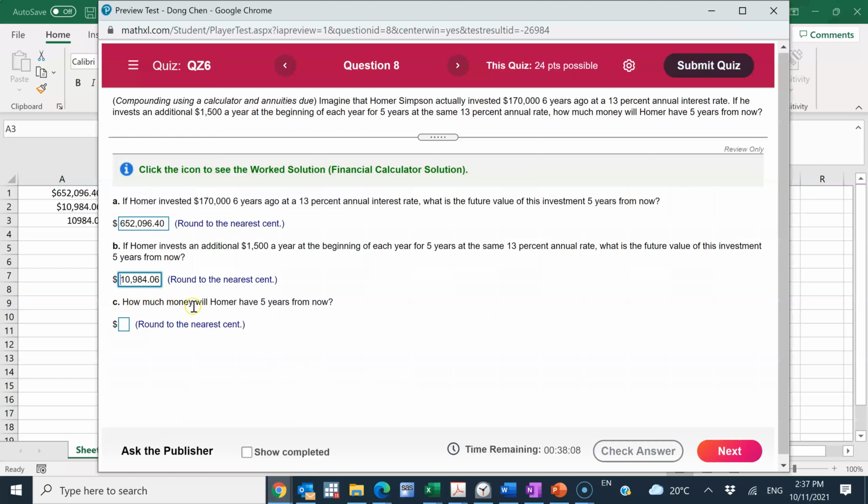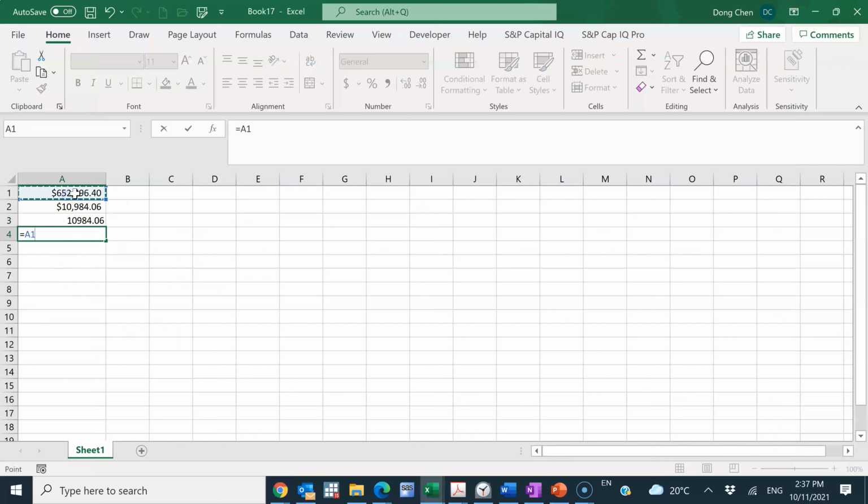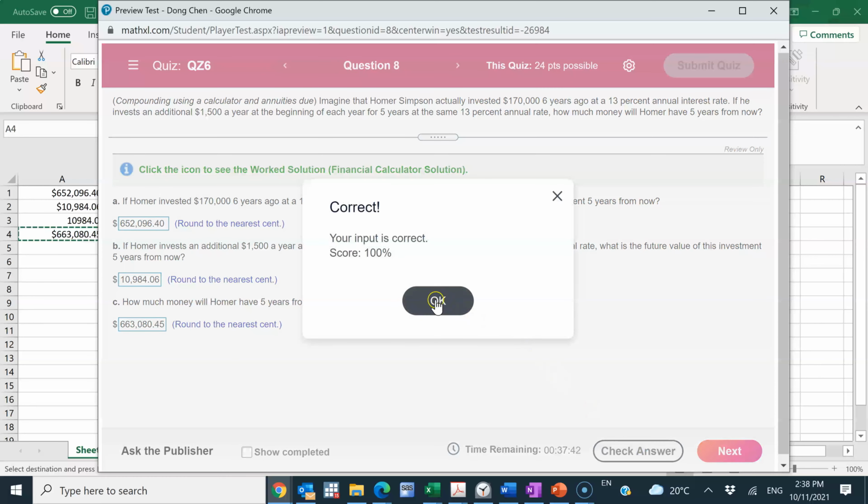And see how much money Homer will have 5 years from now. So the rest of the job is simply to sum them up. So that equals the first future value plus the second future value, and then that gives us the total future value. So, and just get rid of the dollar sign and then check my answer. Input is correct.